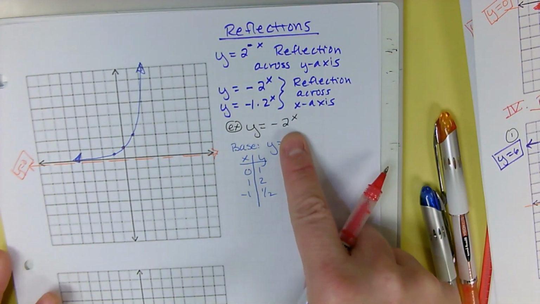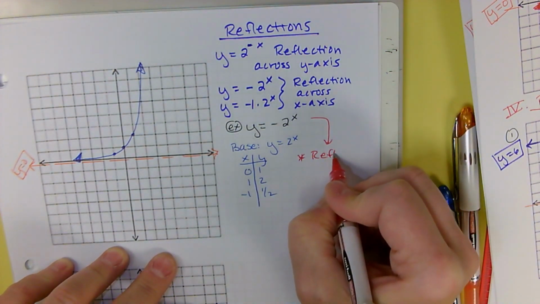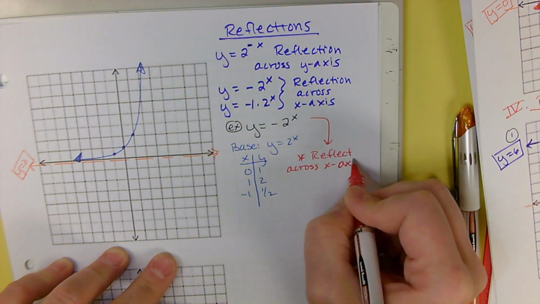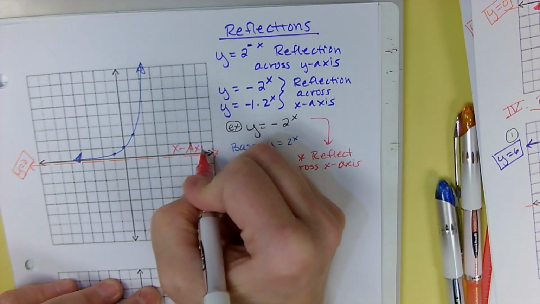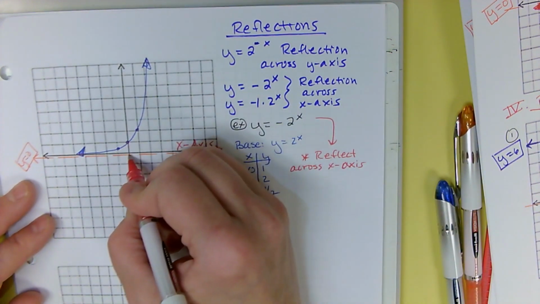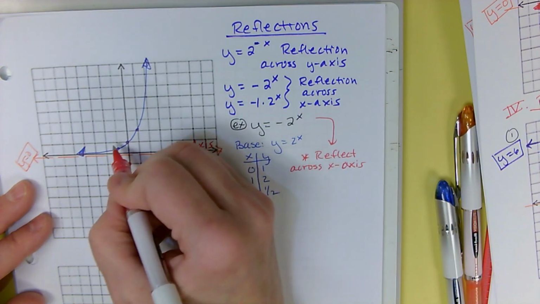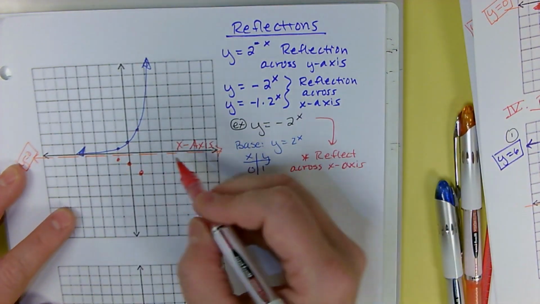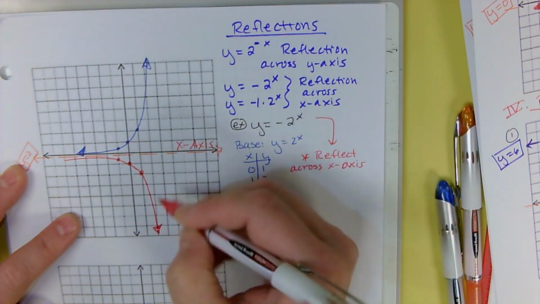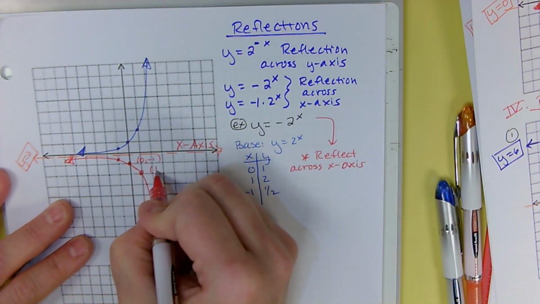And then because the negative is in front and not up with the x, we are going to reflect across the x-axis. This is your x-axis. So we're going to take the whole figure and flip it over. So if it's a distance of 1 up, it's now 1 down. 2 up is 2 down, half up is half down. And when you draw it, it should be a mirror reflection of the original. This is (0, -1). This is (1, -2).